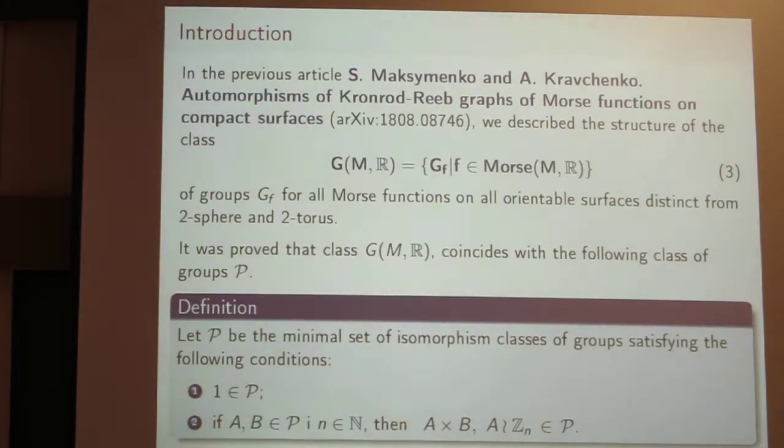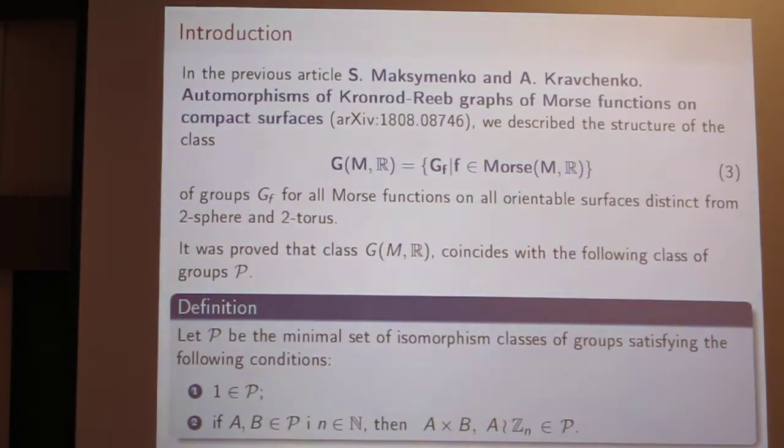In the previous article, by Maksymenko and Kravchenko, on automorphisms of the Kronrod-Reeb graph of Morse functions on compact surfaces, we described the structure of the class G of groups G_F for all Morse functions on all orientable surfaces distinct from the two-sphere and the two-torus.